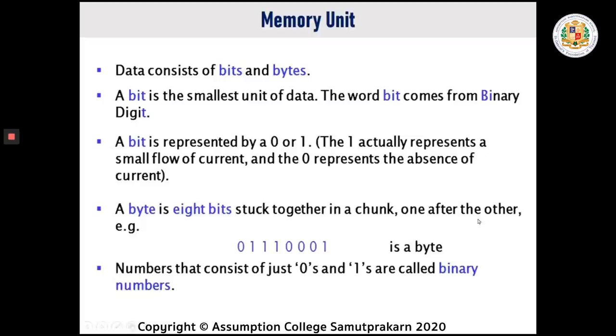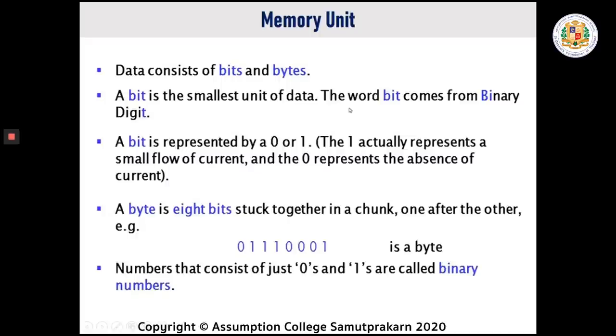Okay, data consists of bits and bytes. Because the computer can only read binary numbers. Binary comes from the word bit, so we use bits or bytes because of 0 and 1. Okay, we will discuss it later. Data consists of bits and bytes. A bit is the smallest unit of data.